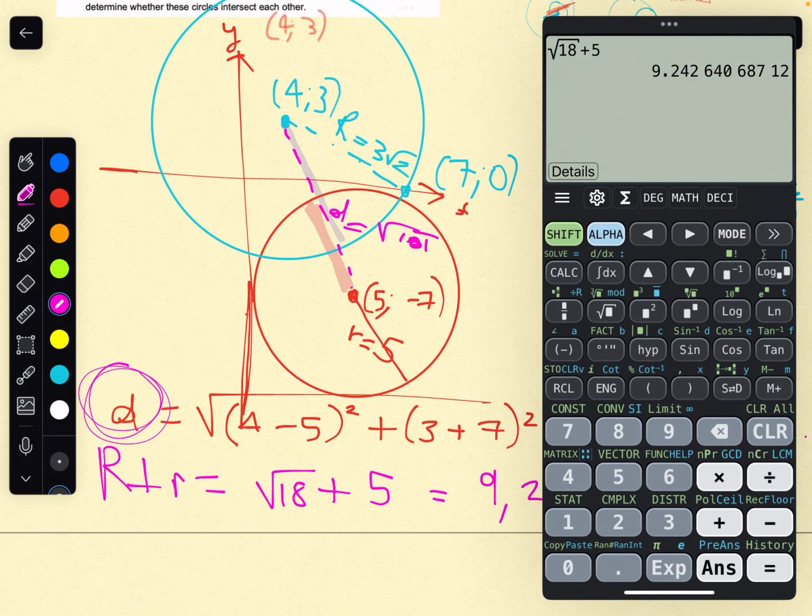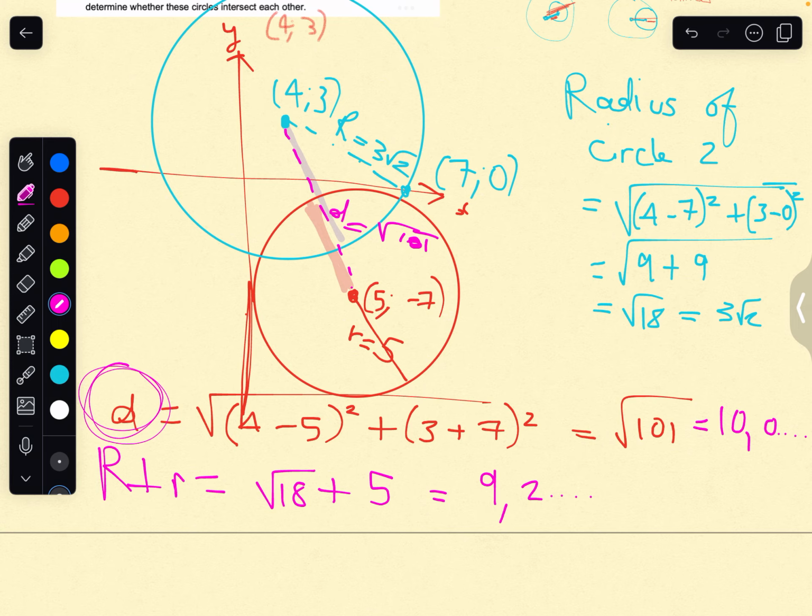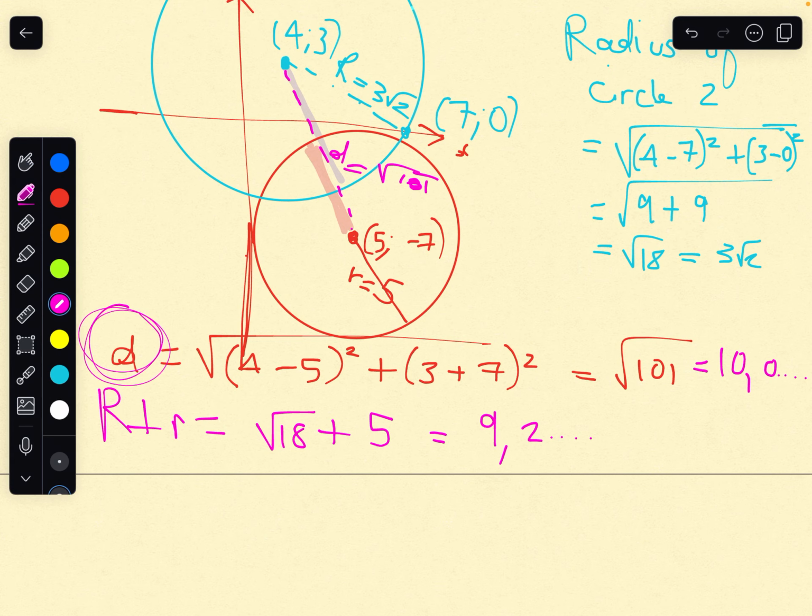So what do we see? We see that the distance between the centers is greater than the sum of the radii. So these circles actually don't touch, and my diagram is a lie. It's a lie. Therefore, they don't intersect.